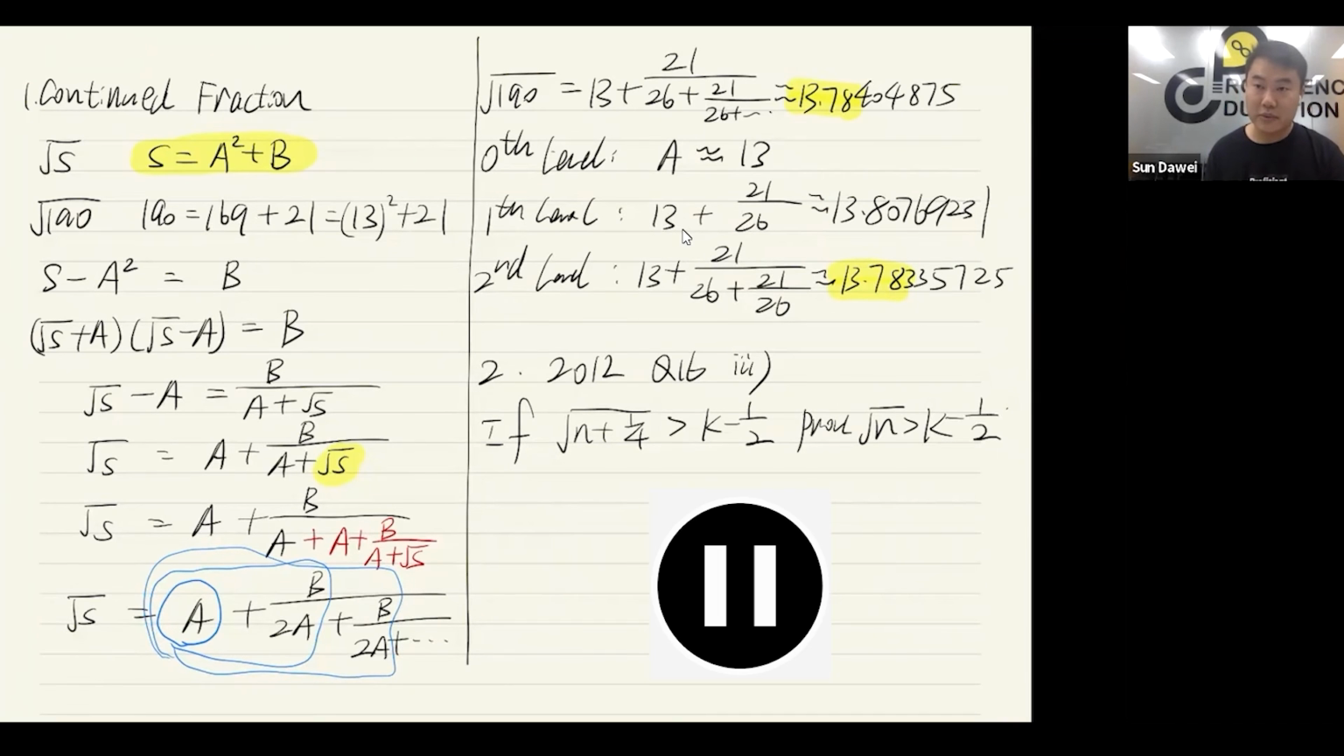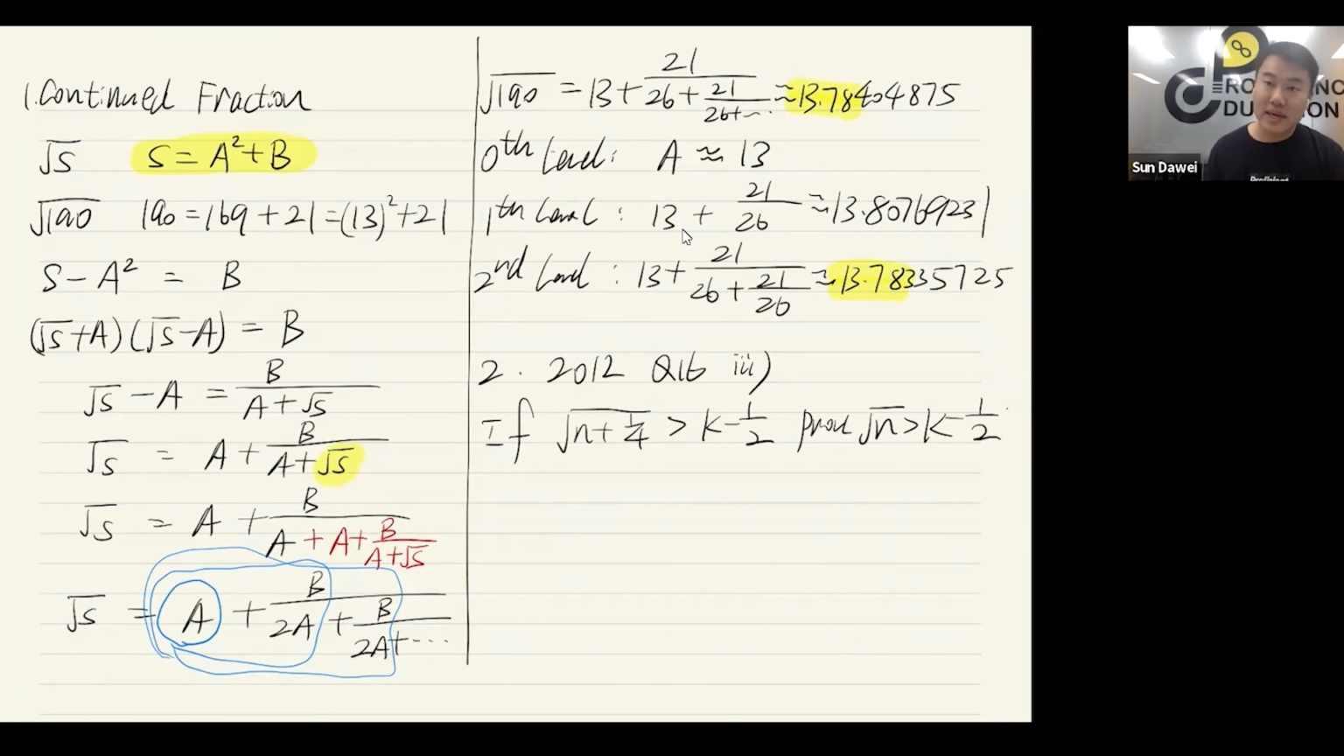You can pause the video if you want to attempt the question. We can start off by squaring both sides, something like that. Since, if you look at the answer, we want to somehow get rid of a quarter in the square root. So, we are able to simply expand it. The square root cancels, perfect square, something like that.